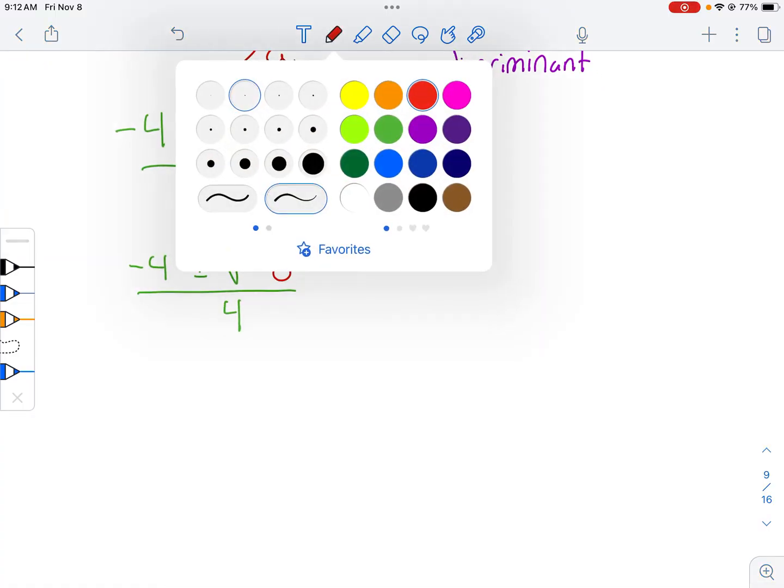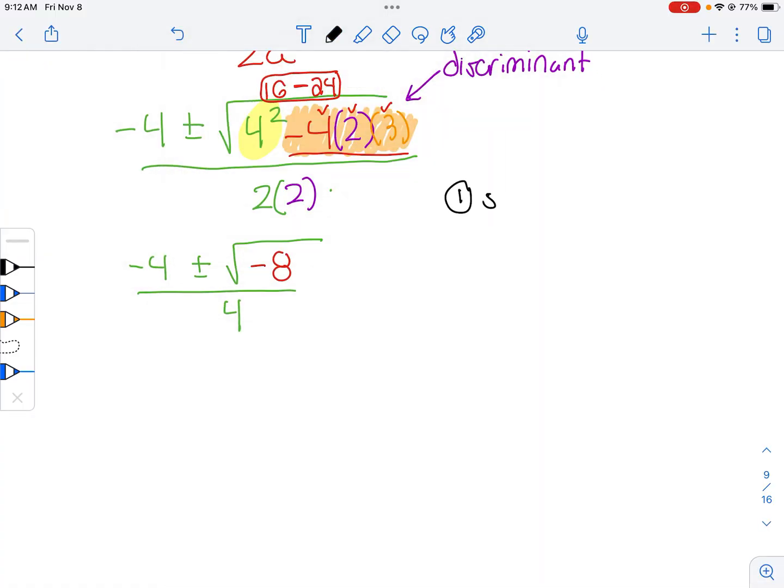Now, after that, there are 2 steps. Step 1 is that you have to simplify the square root. So in this case, I'm simplifying the square root of negative 8. As soon as I realize I have the square root of a negative, I know that I'm pulling out an i. Okay, going back to the last chapter.